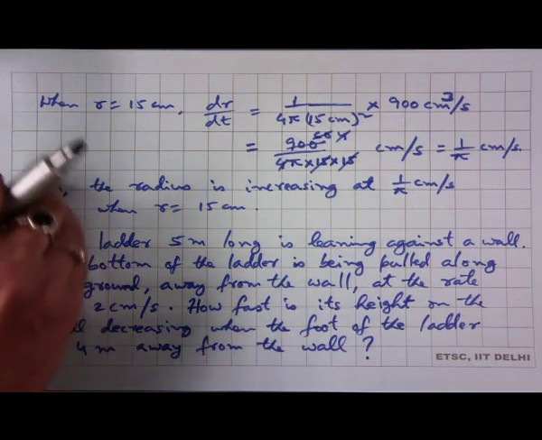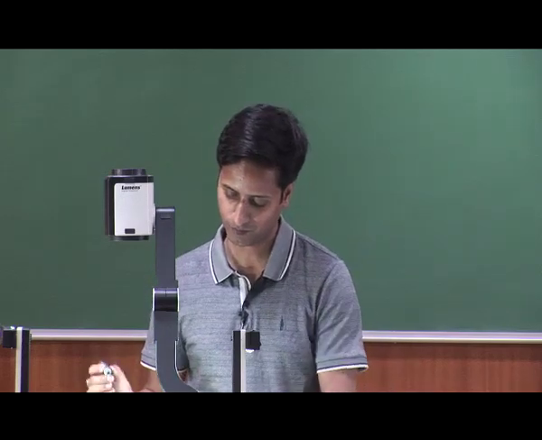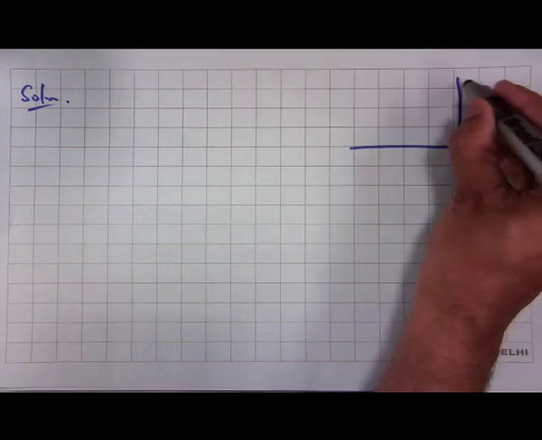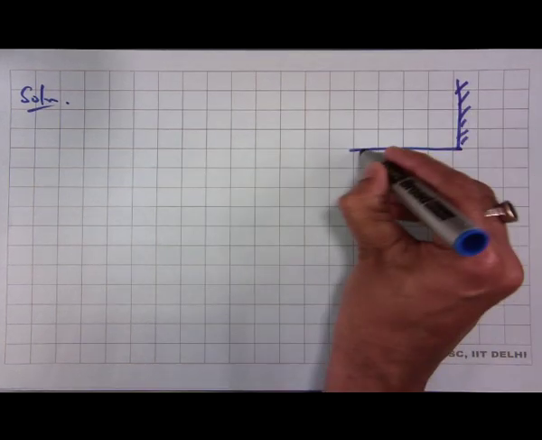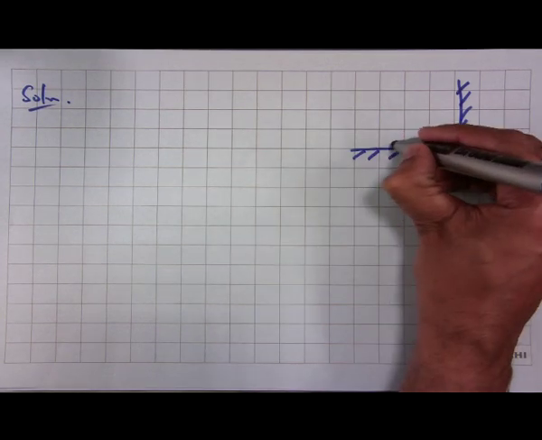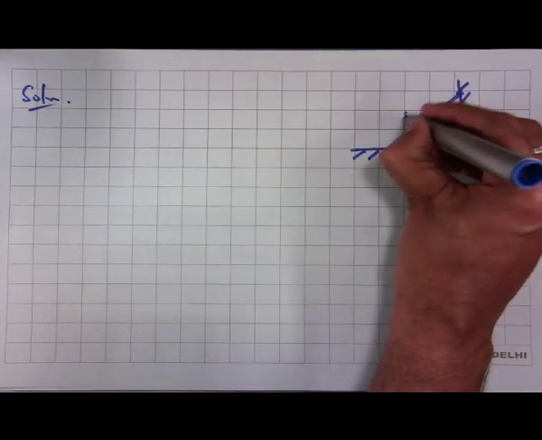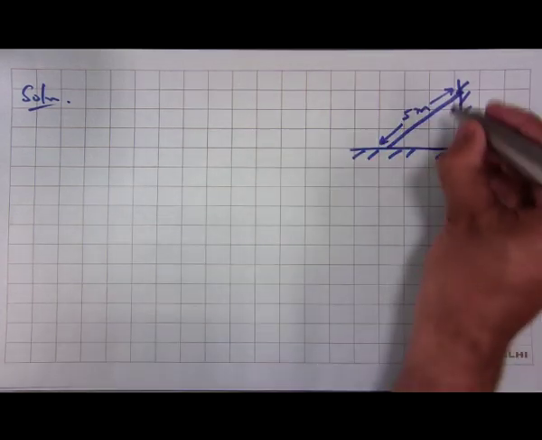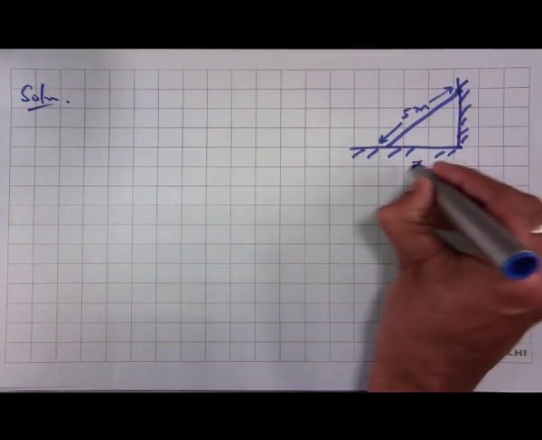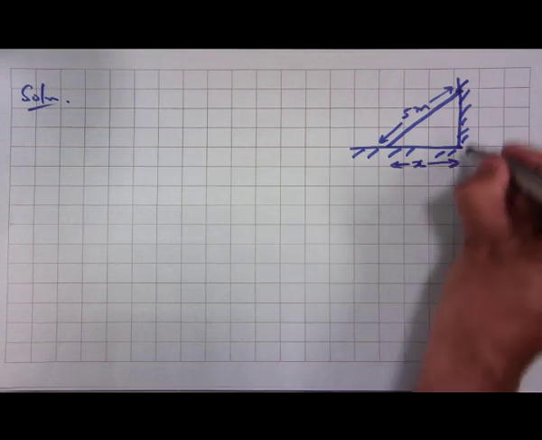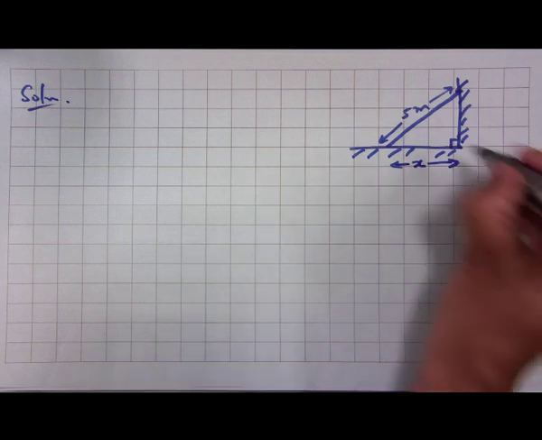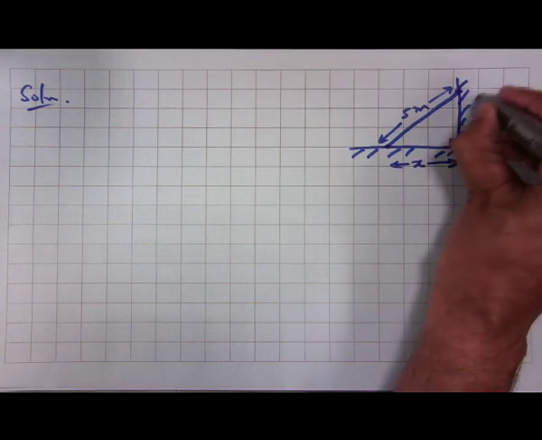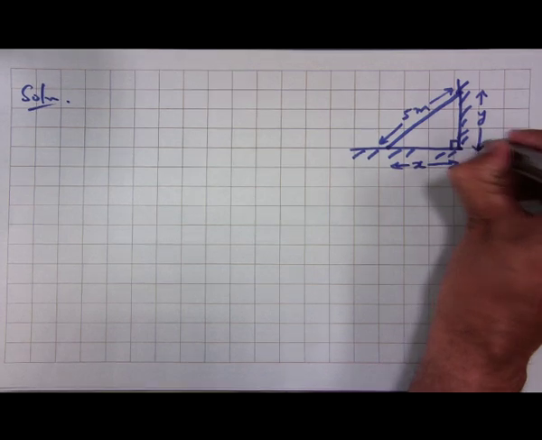So, let us try to understand this problem. We are given a ladder 5 meters long. So, let us say this is the wall and this is the ground. We have a ladder, this length is given to be 5 meters, and let us say at some time x is the distance of this foot of the ladder from the wall and y is the height of the ladder on the wall.